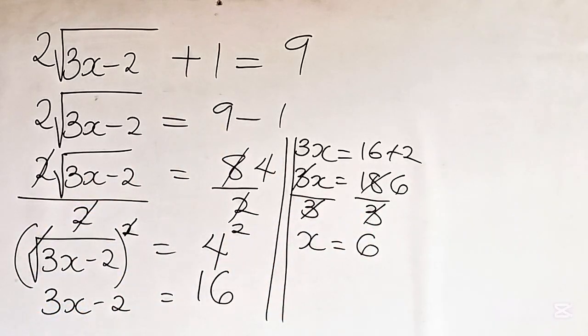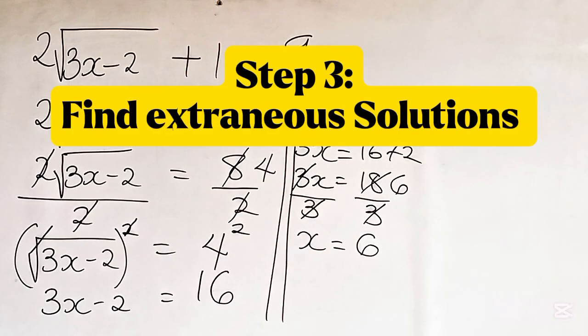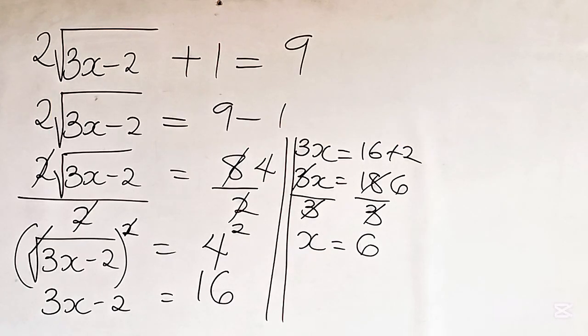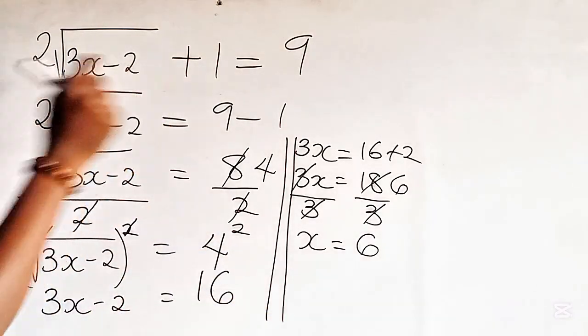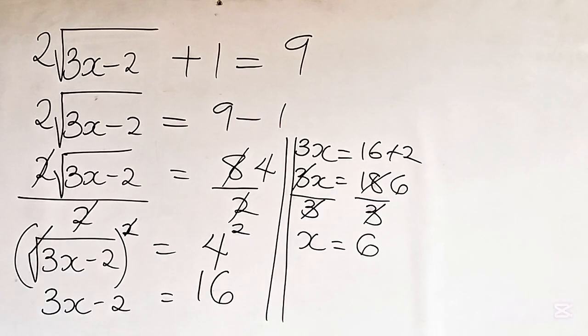Now that we have the value of x, there's one more step remaining. That is finding extraneous solutions. This step is very, very important when solving radical equations. So we're going to substitute 6 for x in the original equation to see if what we have on the left-hand side equals the value on the right-hand side.